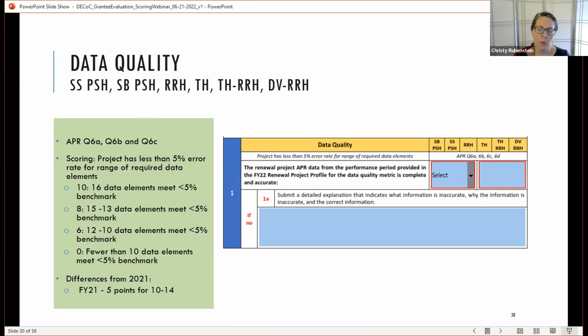So 10 points is the value if you get to the 16 under the 5% error rate. If you do 13 to 15, you can get 8 points. 10 to 12 is 6 points. Under that, unfortunately, no points.